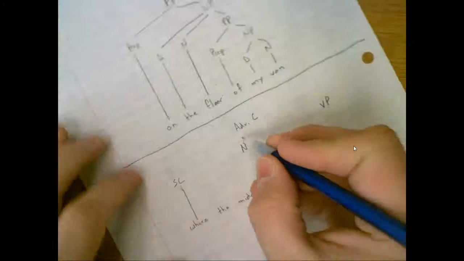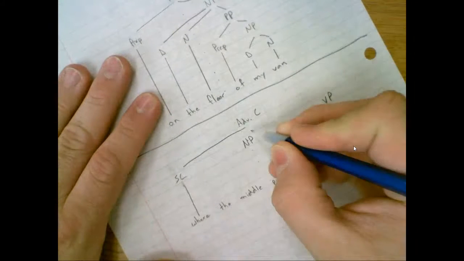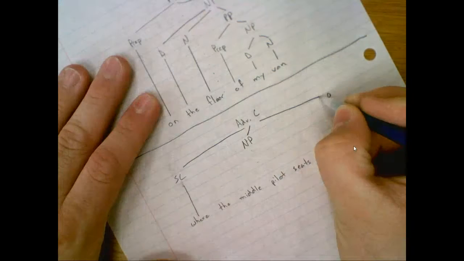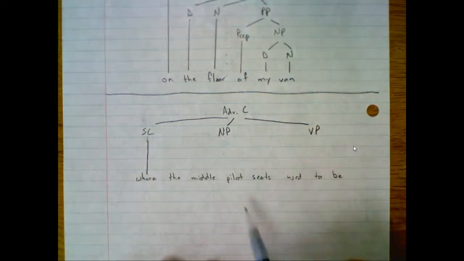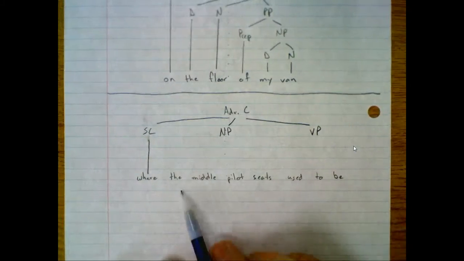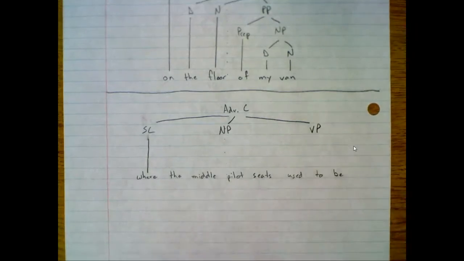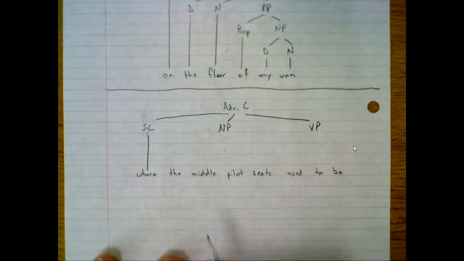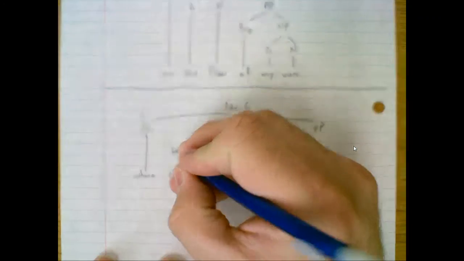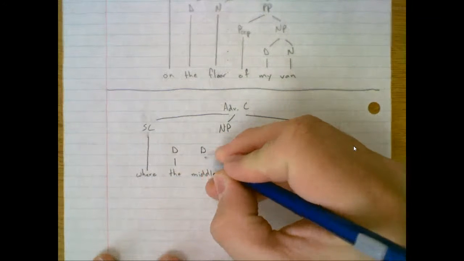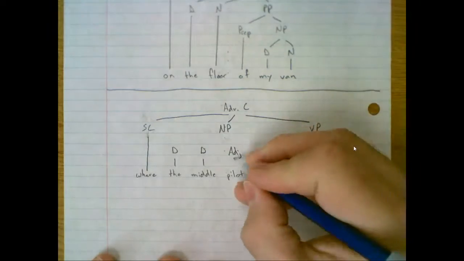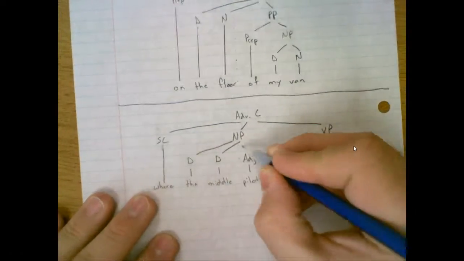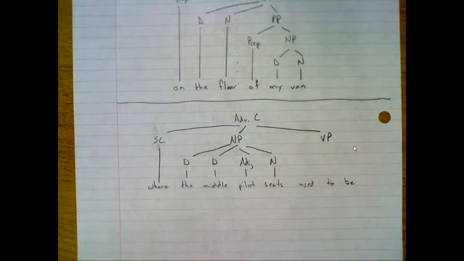Excellent. And all three of those elements work toward making our adverb clause. Okay? So, noun phrase, let's see what the parts of our noun phrase are. We don't have any phrases inside of our noun phrase that we need to diagnose, so we can just go straight to the parts of speech. The is a determiner. Middle is a determiner. Pilot is an adjective, because it's describing what kind of seats, and finally seats is a noun. So those four elements make up our noun phrase.